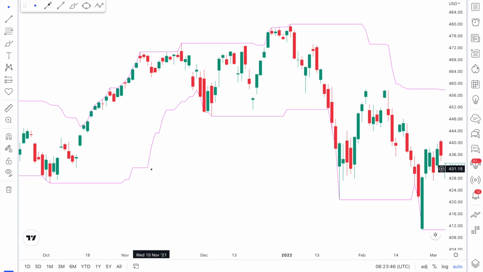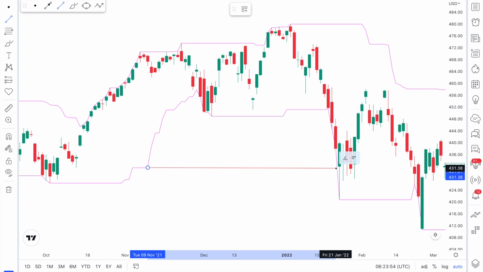The next major area of support is this line right here. I'll extend the line now. And that is exactly where the stock began to consolidate. So this would be my target area to get out of the trade.